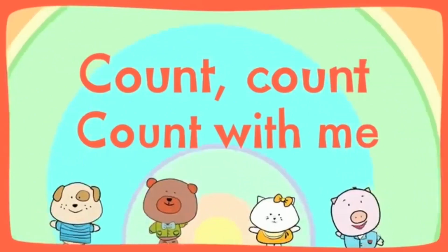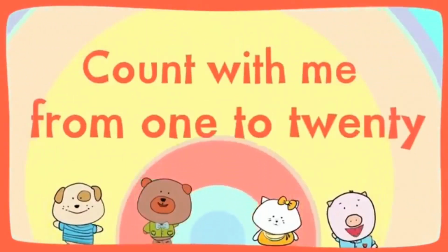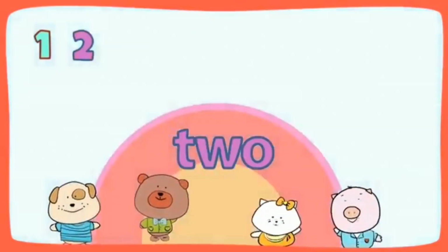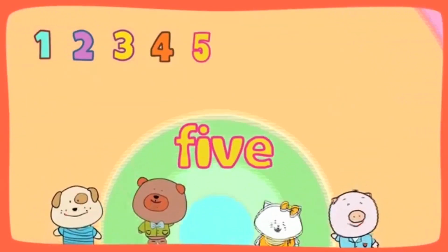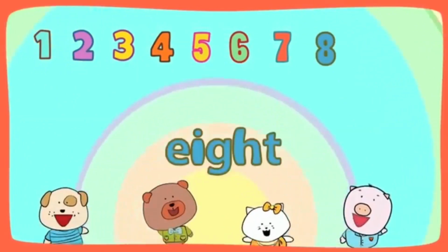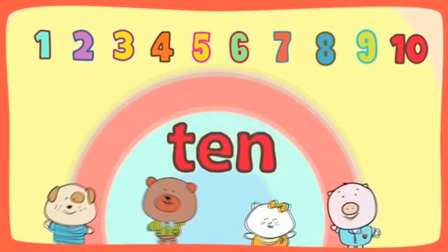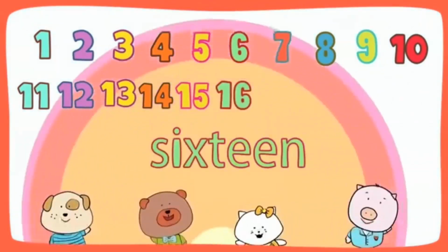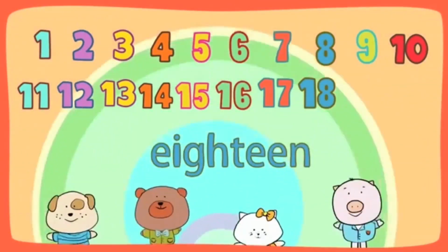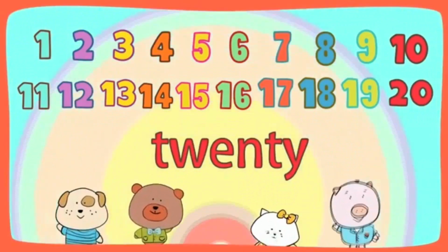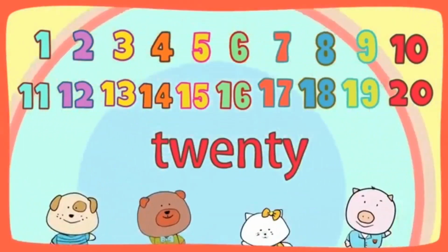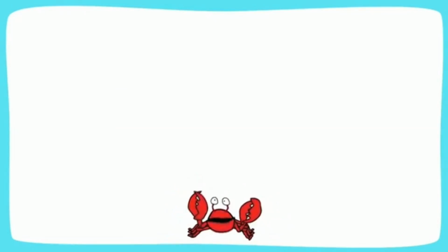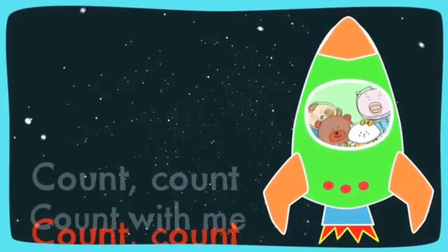Count, count, count with me. Count with me from 1 to 20. 1, 2, 3, 4, 5, 6, 7, 8, 9, 10, 11, 12, 13, 14, 15, 16, 17, 18, 19, 20. Outstanding. Let's count again even faster.